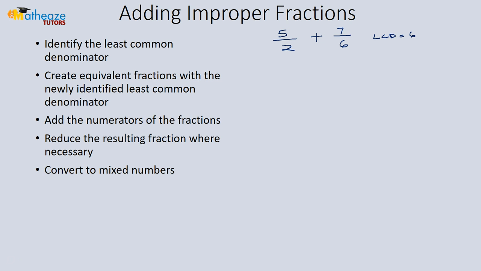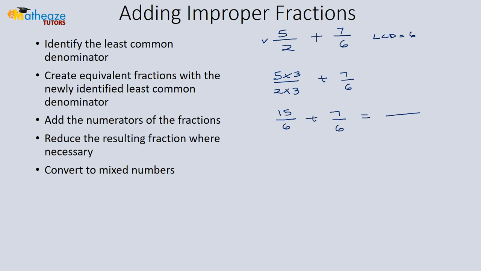So we are going to have to rewrite this fraction right here to have a least common denominator of 6. So to do that, we need to find out a multiplier. What do we multiply 2 by to get to 6? That should be 3. So we're going to multiply numerator by 3, denominator by 3, and that's going to give us 15 over 6 plus 7 over 6.